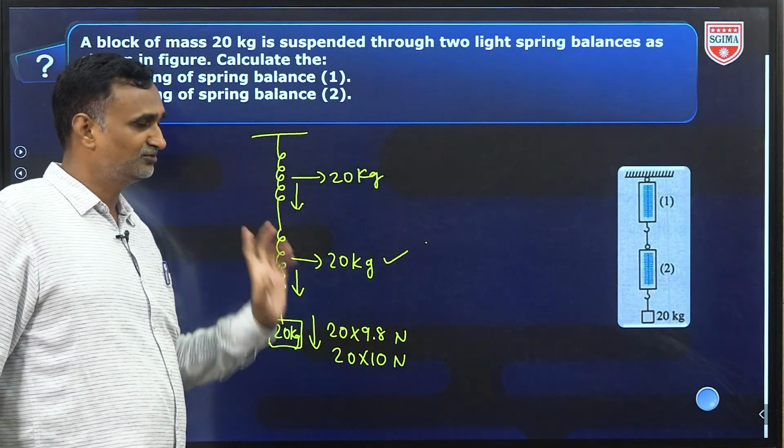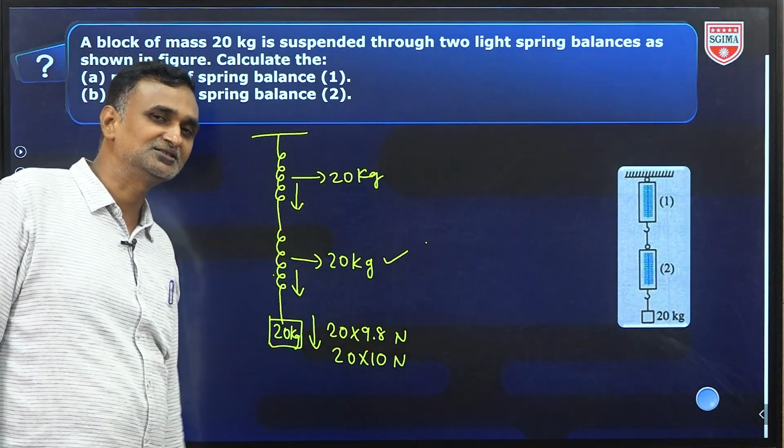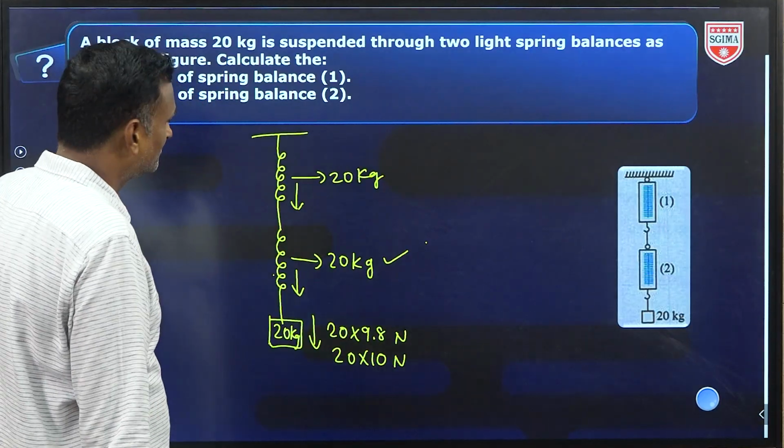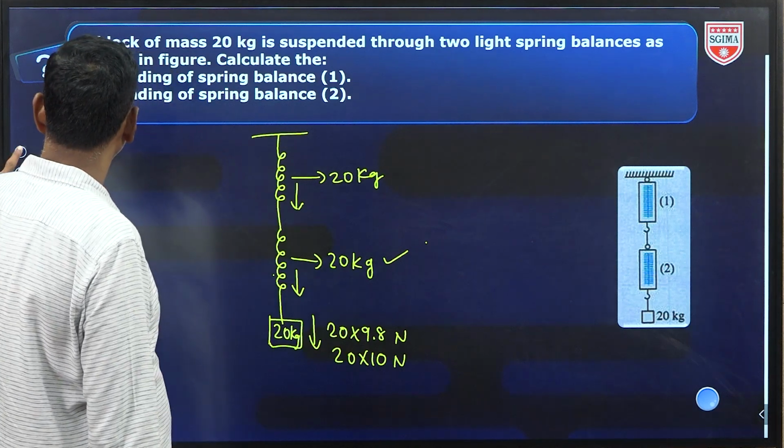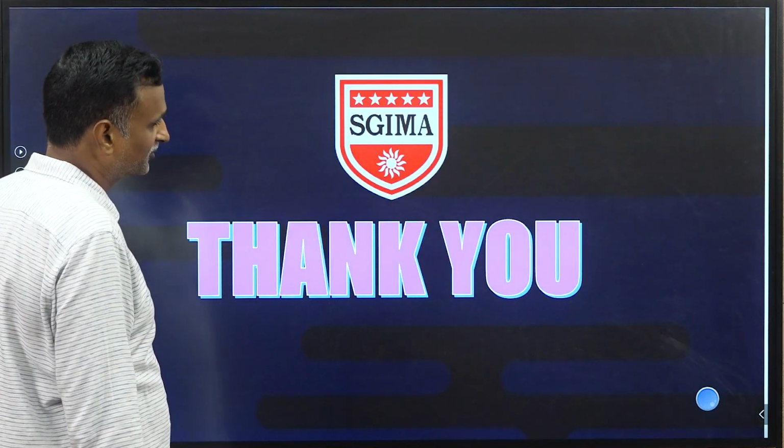The key concept to solve the question is how the spring balances are connected, in series. Then the force must be the same in both the springs. This is how we can solve the question by applying the concept of springs connected in series. Okay, thank you.